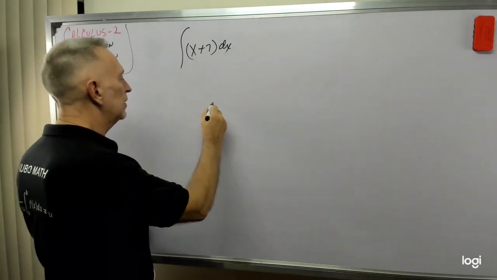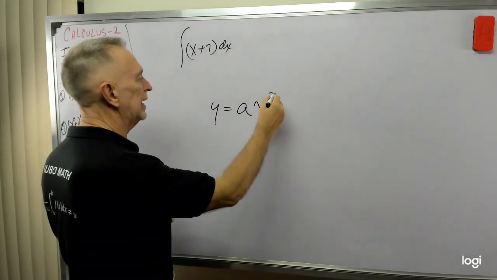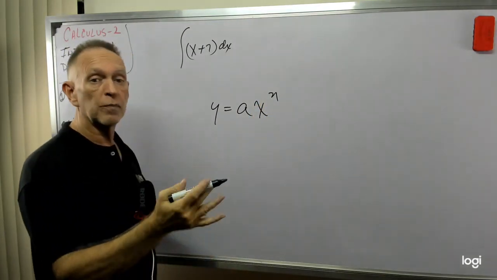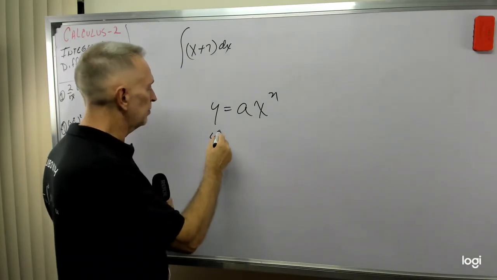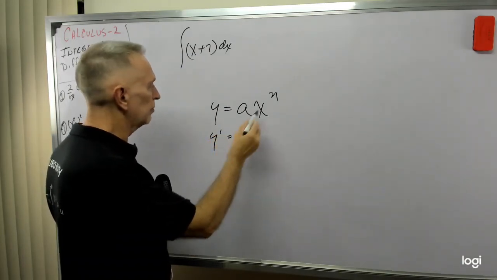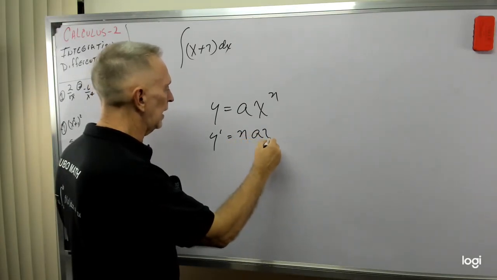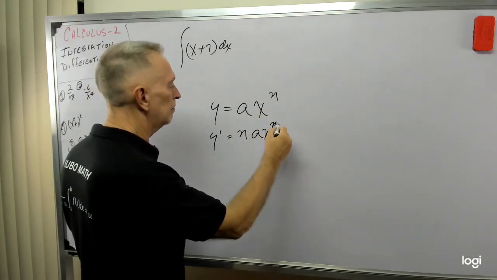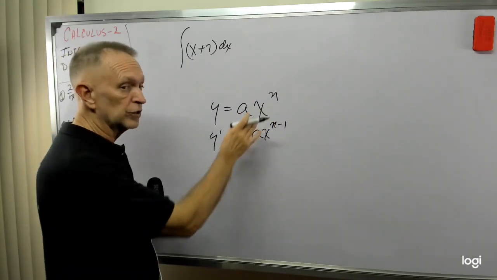Remember back in the differentiation, we had a function ax to the n, so we could perform the power rule, the general or the simple power rule. By taking the derivative, we would bring n down, ax to the n minus 1. And that would be the derivative of that function.